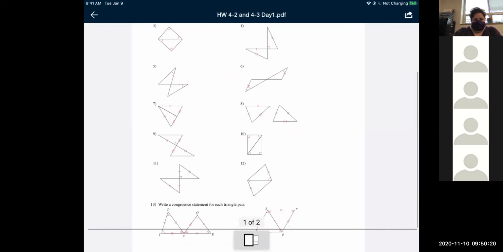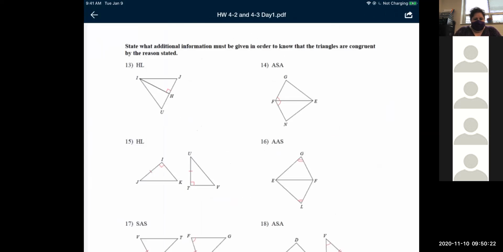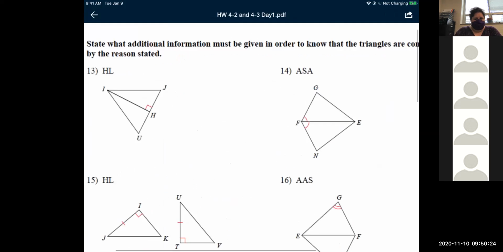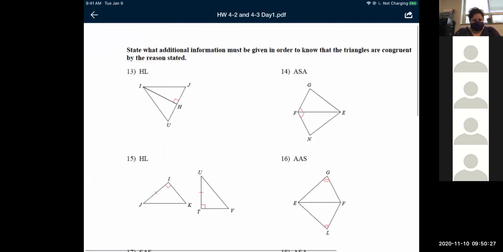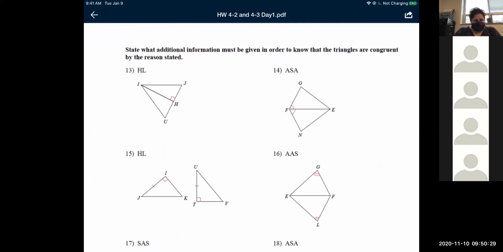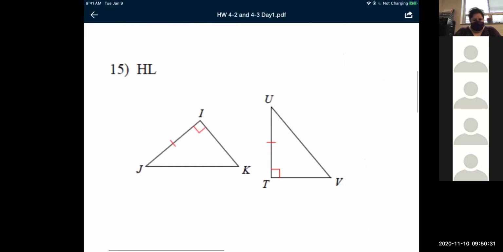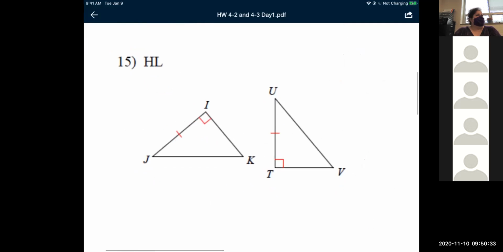Okay. On the second page, it says, state what additional information must be given in order to know that triangles are congruent. So let's say, for example, you're doing number 15. What else would you have to know in order to prove those triangles congruent by hypotenuse leg? You need the hypotenuses. So what you're going to say is segment JK is congruent to segment UV. Okay, don't just mark it on the picture. Actually write what it should be.